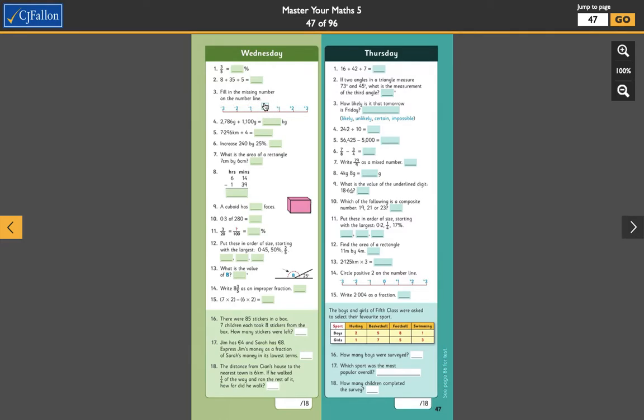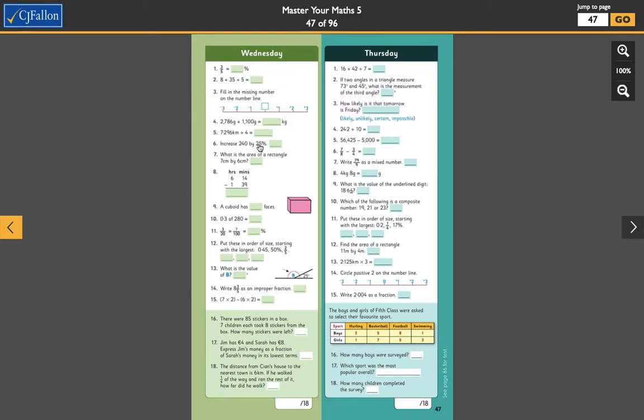Here, filling in the missing number on the number line, and the number line goes past 100 down into the negative integers, like temperatures. You hear of these always on the weather. Adding these two amounts, dividing this by 4, increasing by 25%. I've seen a few of you unsure with these.